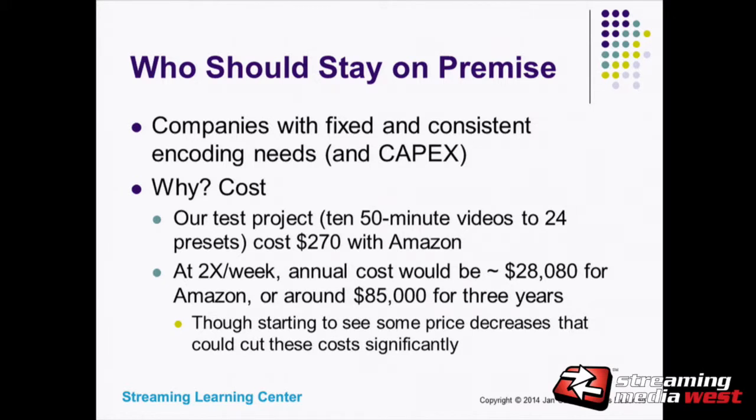On the other hand, we're starting to see some pretty substantial price decreases in the cloud space. Amazon is no longer the cheapest cloud encoding service, and we're going to see some examples of prices that could really cut that by as much as 2/3. So if you have consistent encoding needs, I think you really do need to look at the on-prem versus cloud costs. But I think the cloud is starting to get more and more affordable as it goes along.